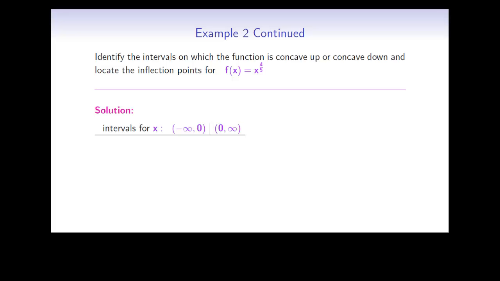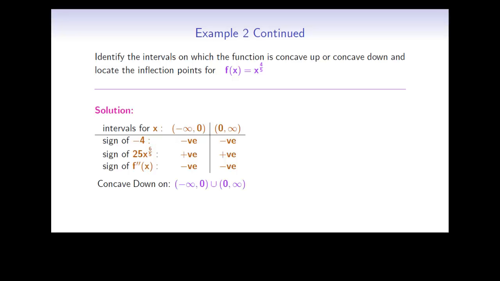So that means that we only have two intervals to check. We should check the sign of the different factors of the second derivative. Negative 4 is always negative. 25x to the power of 6 over 5 is always positive, because something to the power of 6 is always positive. So this means that the second derivative is negative on both of these intervals. Therefore, the function is concave down on both of these intervals. Because the second derivative never changes sign, there are no inflection points.